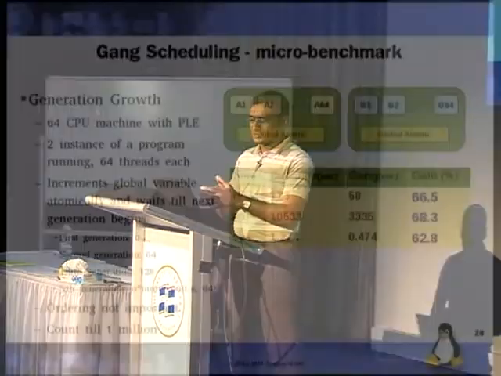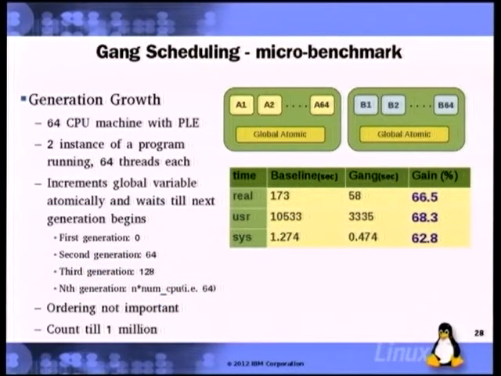So okay. This was a small experiment which we initially tried before doing the benchmark, to see whether if we do gang scheduling, we would really get some good numbers. This was an interesting setup wherein on a 64 CPU machine, with pause loop enabled, we have two instances of the generation growth program.